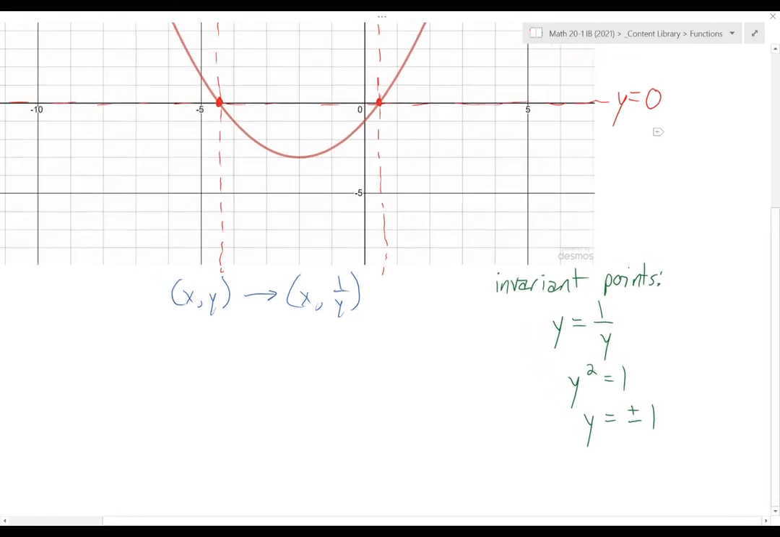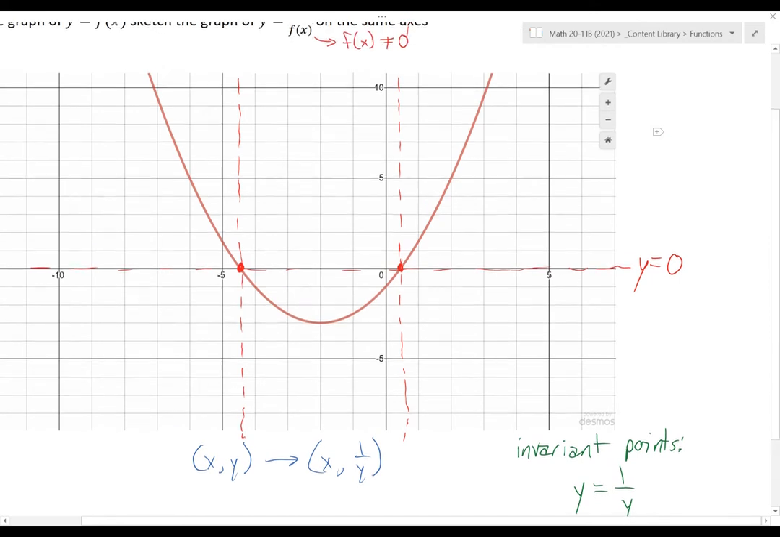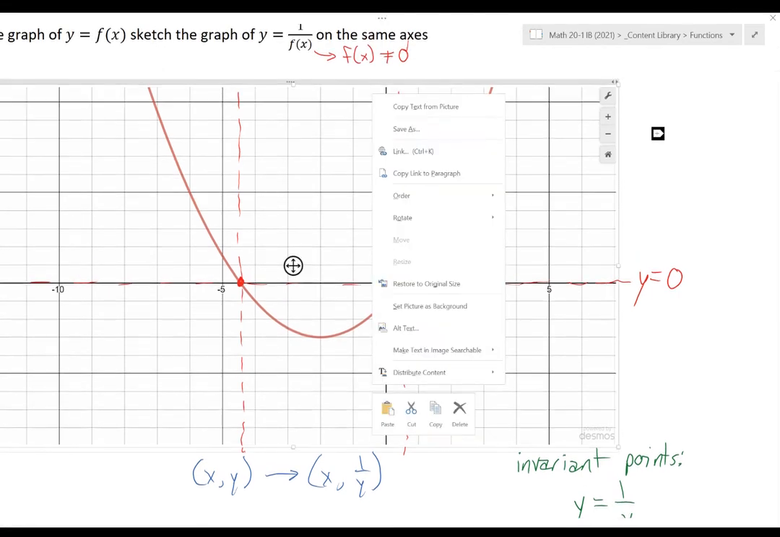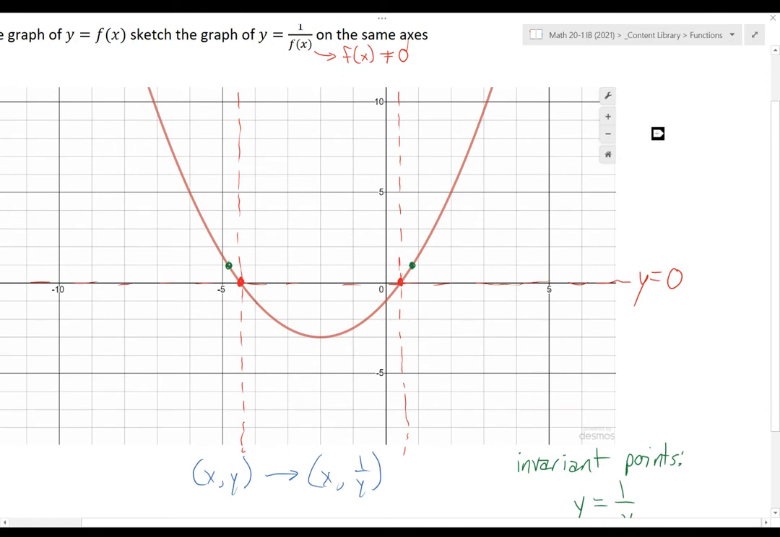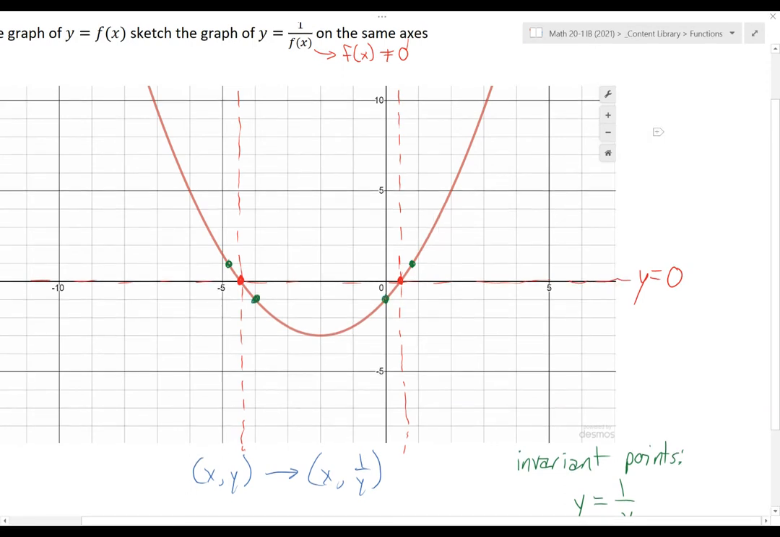So on the graph of the original function, anywhere that y equals 1 or negative 1 is not going to move. So for example, we have points where y equals 1 at these 2 points, and y equals negative 1. These ones actually look like lattice points. So y equals negative 1 when x equals 0 and negative 4. But even if I can't tell the exact coordinates, I know that that's where those points have to be. I'm going to look at a couple more points, basically one more in each region.